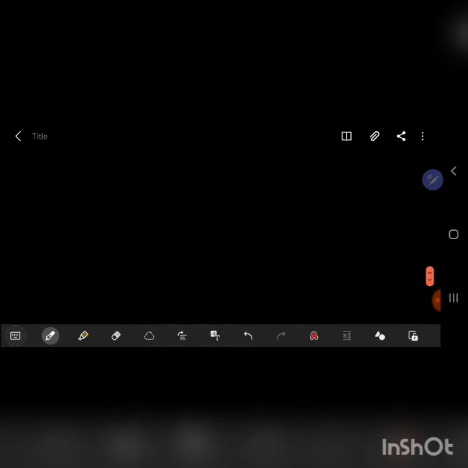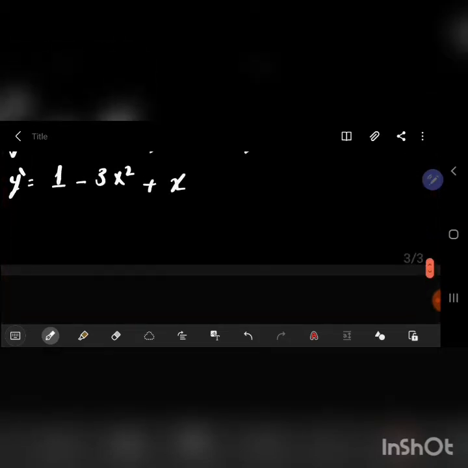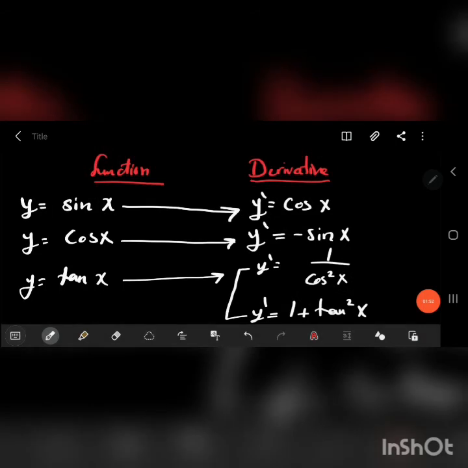Now we will take the rules that we didn't take before. We take only 3 rules. Now we will take sine and cosine and tan and cotan and logarithmic and exponential. Now we will take, as I said, other functions and their derivatives.